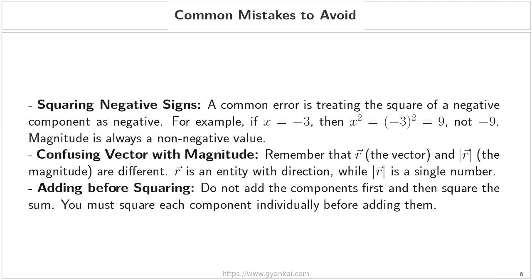Finally, a quick reminder on the order of operations. Do not add the components together first and then square the sum. You must follow the steps we practiced. Square each individual component, x squared, y squared, and z squared, separately, and only then add those squared values together before taking the square root.